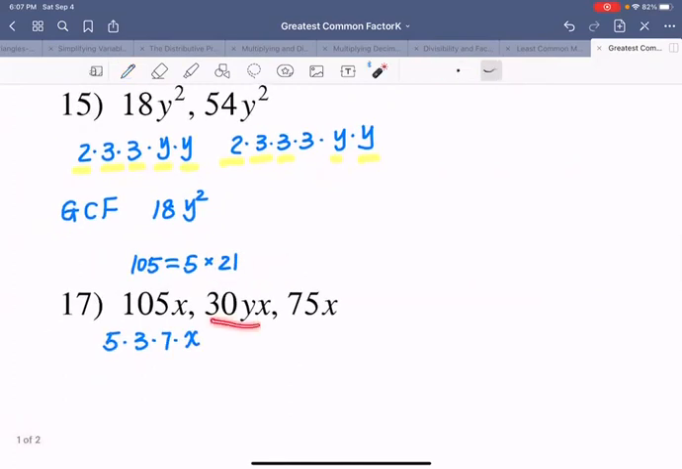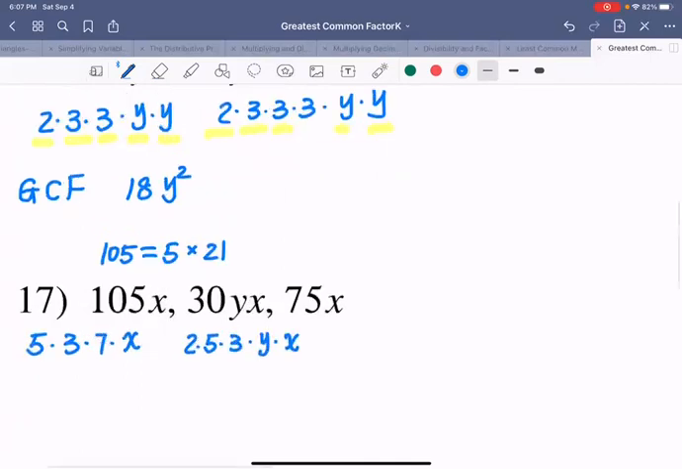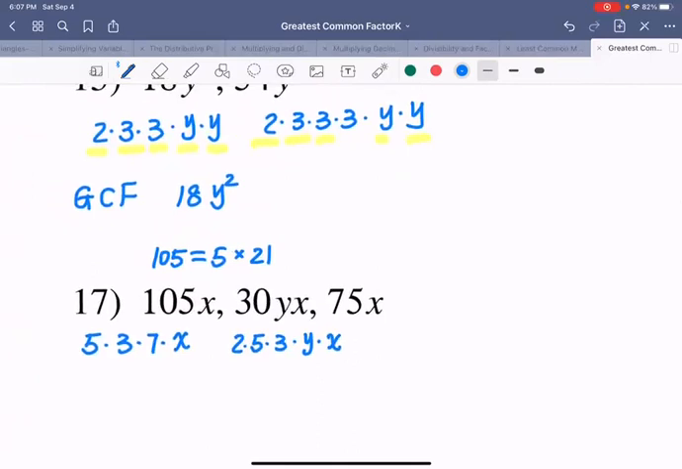Now let's do 30. Go ahead. 30. Okay. 2 times 5 times 3. And then times y and times x. Very good. 75. Go ahead.